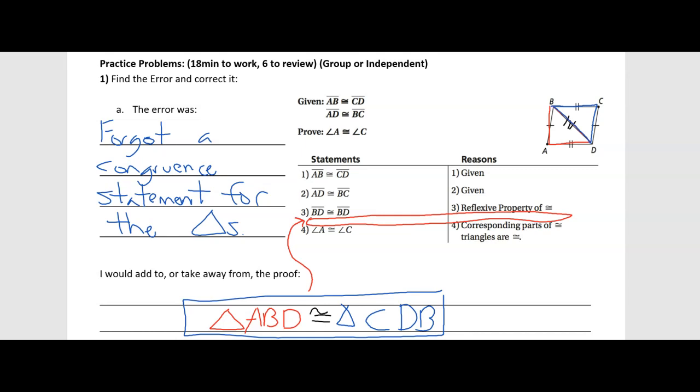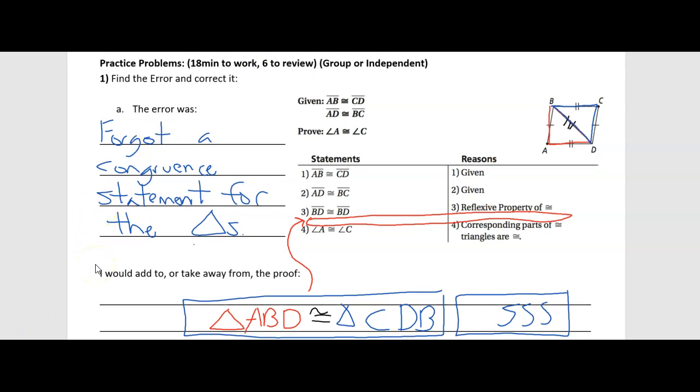So as long as we add that in our proof right before statement number 4, we are good to go. We should actually make sure we have our reason too. This would be SSS, so triple S. So as long as we have that entire statement and reason, we can then use our corresponding parts of congruent triangles are congruent theorem.